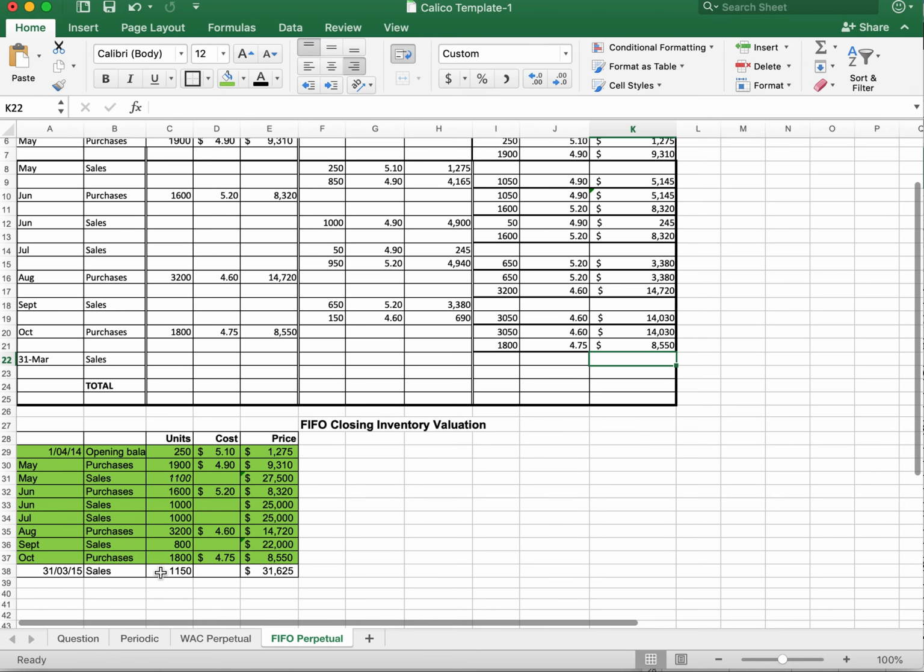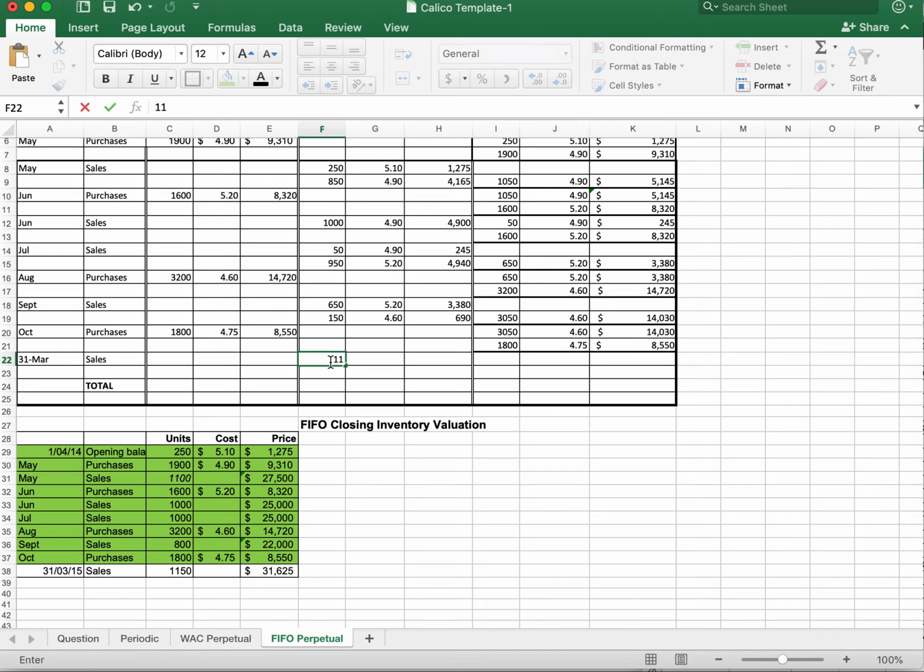Okay, that's that. And then there's one more sale to account for, which is 1150, which is fine because we've got 3,050 of the first ones, so that's easy going to cover it. So that's at $4.60. Probably bought that many because it was such a great price. So the cost of goods sold is that times that. Okay, I've just entered that, so I know I've accounted for everything.